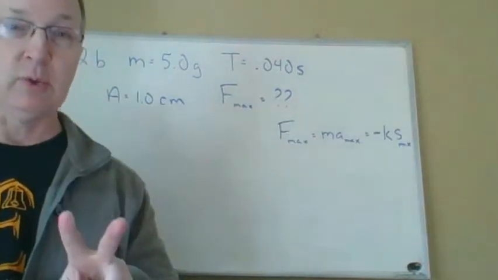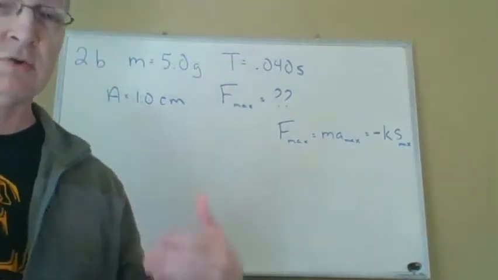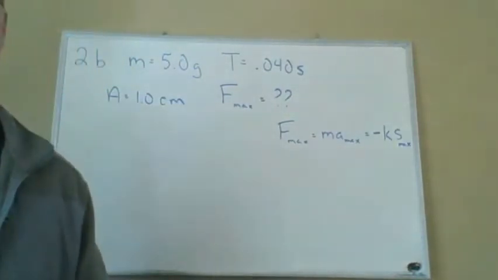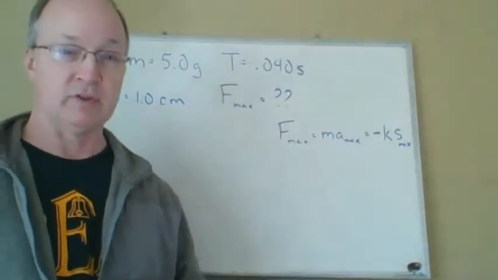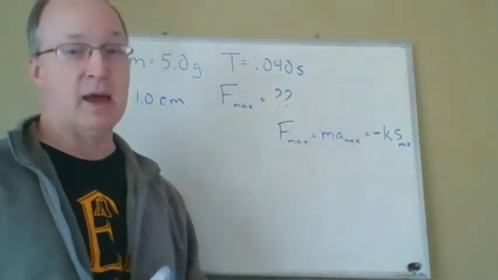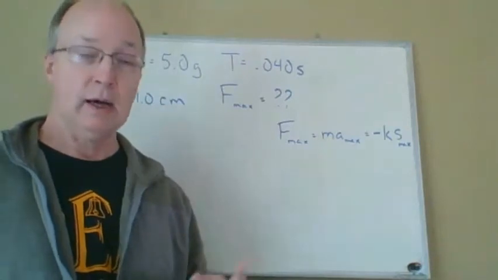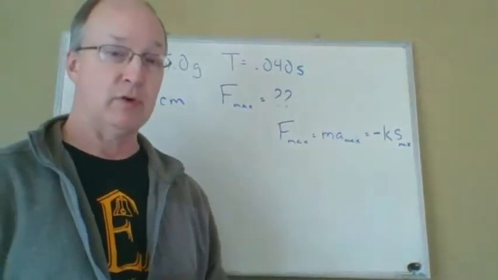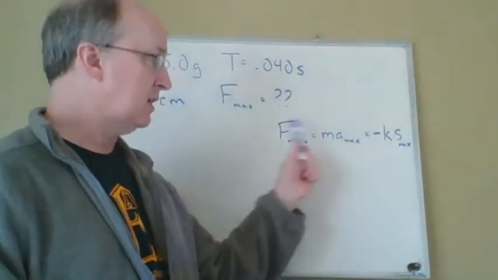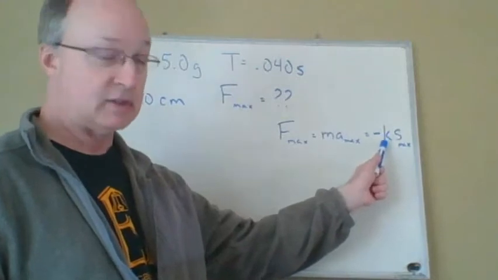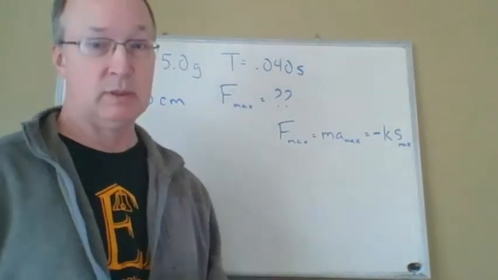Now, there are actually 2 equations we could use. We have to choose one of them. The first one is Newton's second law. That's the equation that we learned back in first semester, where the maximum force is going to be the mass times the maximum acceleration. That's one option. The other option is to use our new equation for force, Hooke's law, that says that the maximum force is equal to negative k, the spring constant, times the maximum displacement.